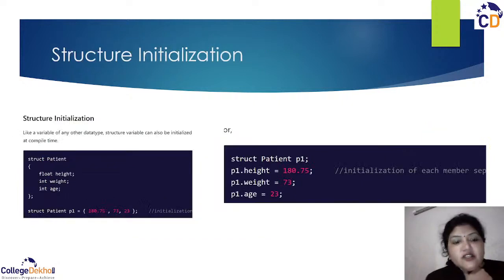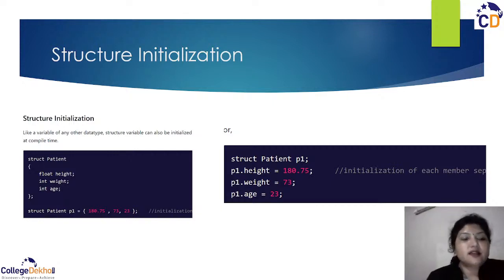Then we have structure initialization. Suppose I want my p1 variable to hold this kind of value, or I may define it in another way. So let us see that part also, how we initialize the structure, right? Structures, like a variable of any other type, can also be initialized at compile time. So you may initialize at compile time.